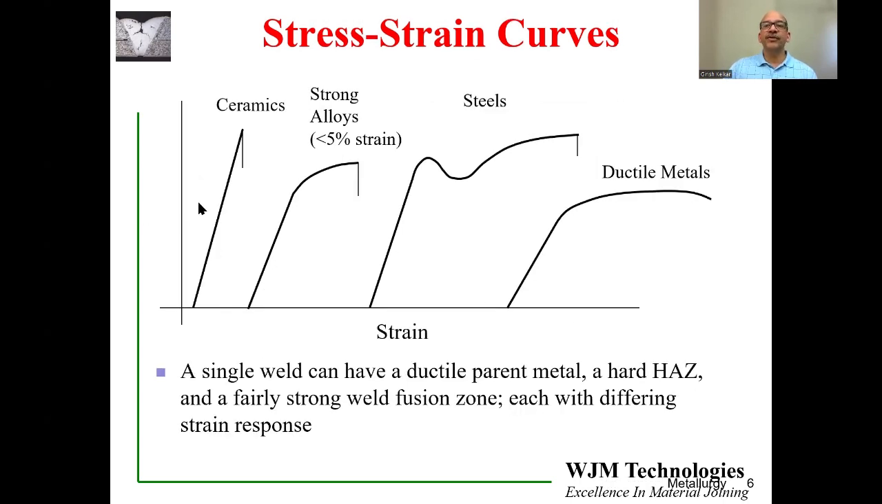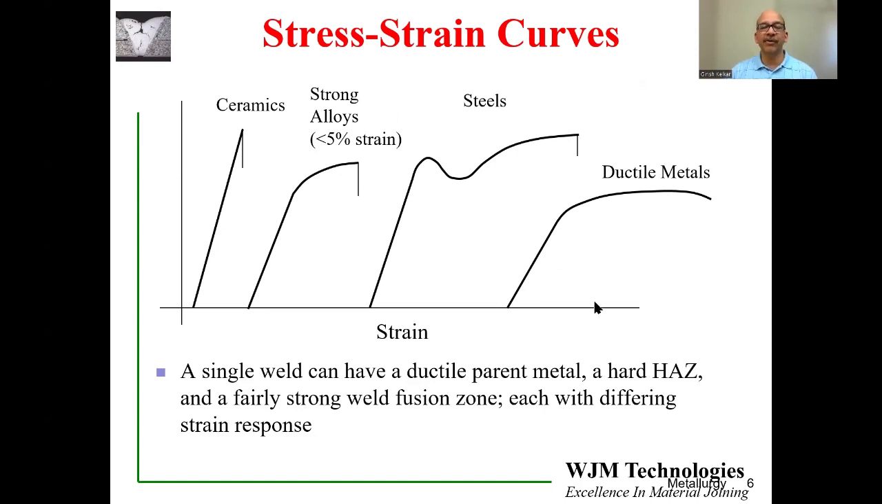The stress strain curves for different materials appear different. For ceramics, the stress goes up and there's an immediate break, so there is no deformation usually in most ceramics. Strong alloys have a little bit of deformation before they fail. Steels have that unusual dip in the middle before they go up and fail. And ductile metals have a long elongation before they fail. Why is that important?